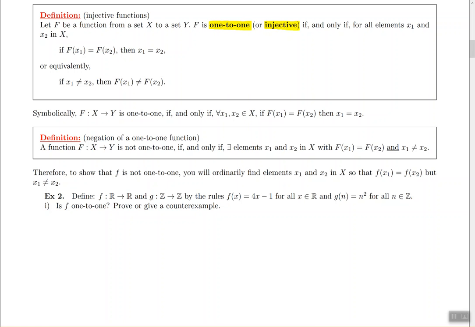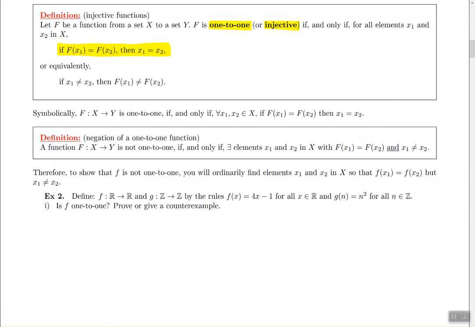Now, how do we know that a function is one-to-one or injective? Well, the definition is written over here. If f of x1 equals f of x2, then x1 has to equal x2. So basically, if you have two y-coordinates that are equal, then they must have come from the same x-coordinate. Now that is a nice definition, but we prefer one that we can work with. And the one that we're going to be working with is basically that one.